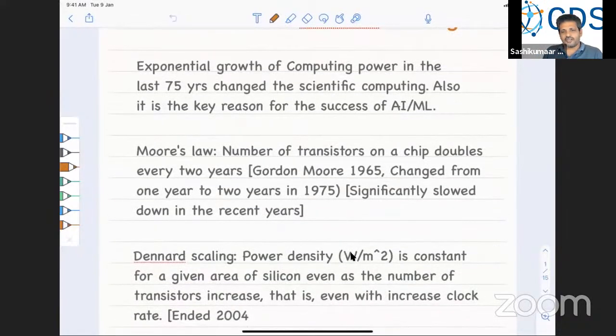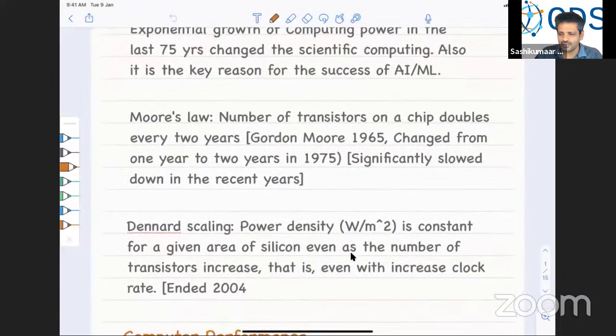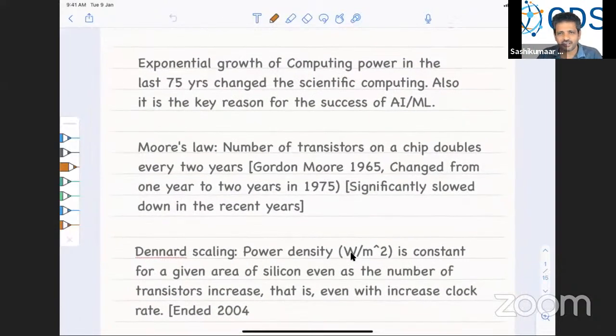To start with, I don't want to go into the computer design, the architecture design and so on, but I'm a user. What are the things I need to know? The two things, you can call them laws, but unfortunately they are no longer true. And if it is no longer true, then we cannot call it a law. In scientific laws, if it is stated, it must be true. But the two things you should know as a computer scientist or a computational person are Moore's law and Dennard scaling.